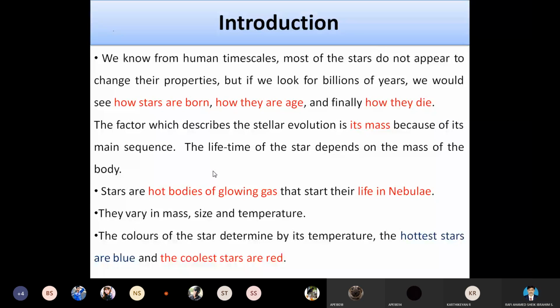From the color, if the color of the star seems to be blue, it determines that the star is at a very hot temperature. When the color of the star seems to be red, then it shows that the star is at the last stage, the coolest stage. The core of the star is very, very hot, and the surrounding layers, the shells behind the core, seem to be red. So with this introduction, we are going to start our studies.